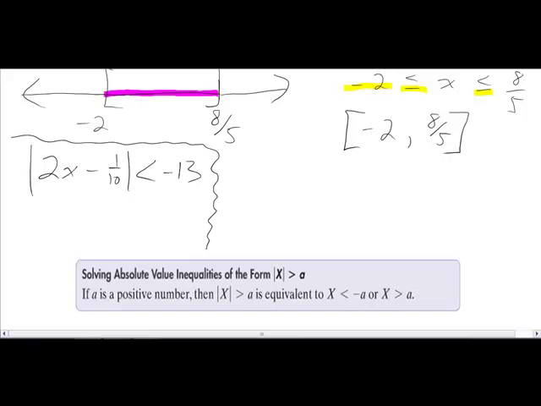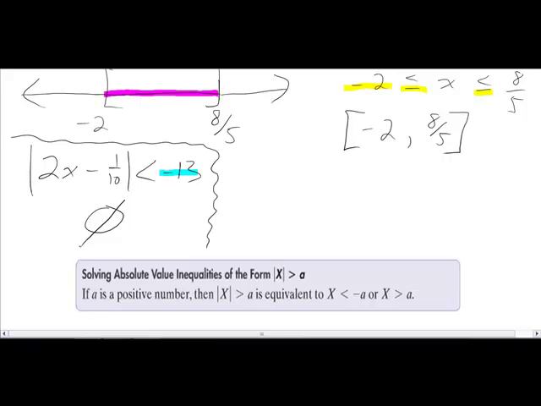Now, what you should notice right off the bat is this number is negative. You do not even need to work this problem. There's no way you can get anything inside of the absolute value that's going to be less than negative 13, because when you take the absolute value, it's positive. So the answer here is the empty set, or no solution. There's no possible x that makes that true, so we don't have an answer.